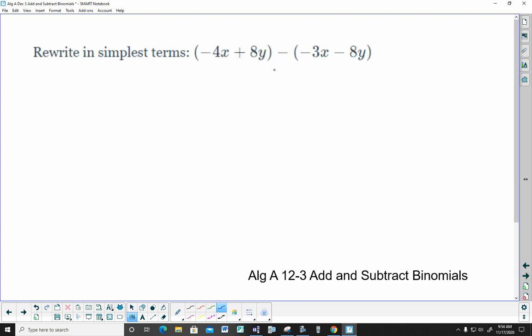This one, it's in the order that they want you to do it. So all you have to do is distribute the negative and then combine like terms. So you have minus 4x plus 8y plus 3x. You're changing the signs. Plus 3x plus 8y. So here you have minus 1x plus 16y. Okay? I know this is a lot to keep track of.